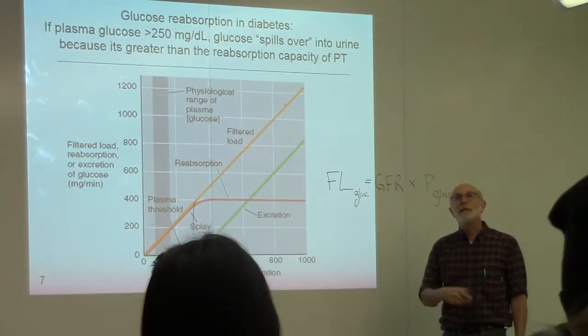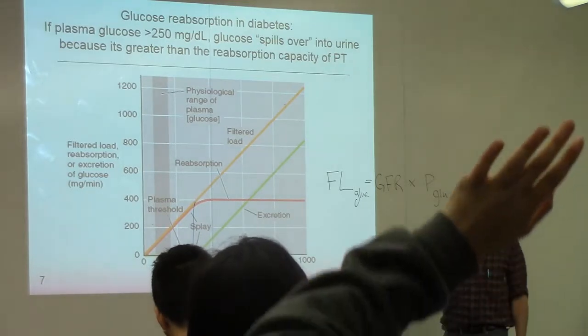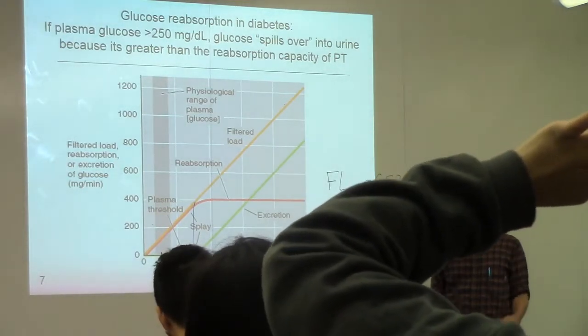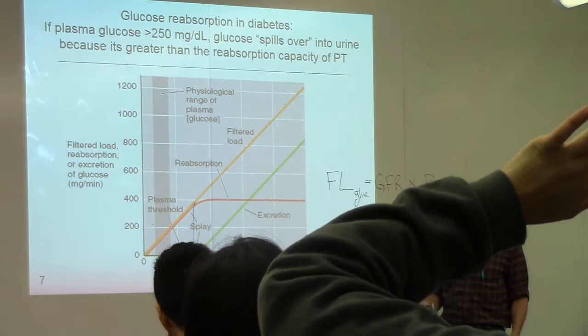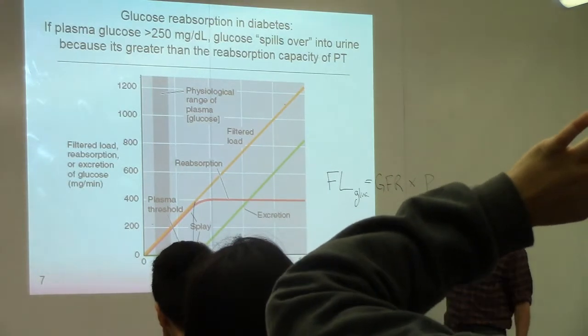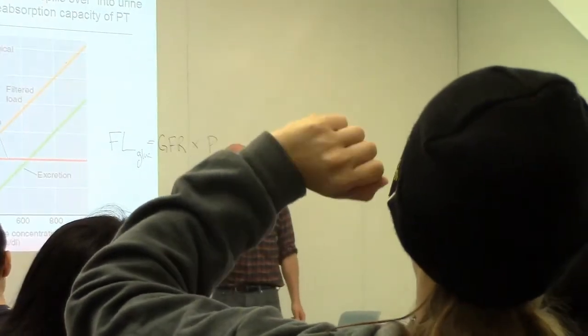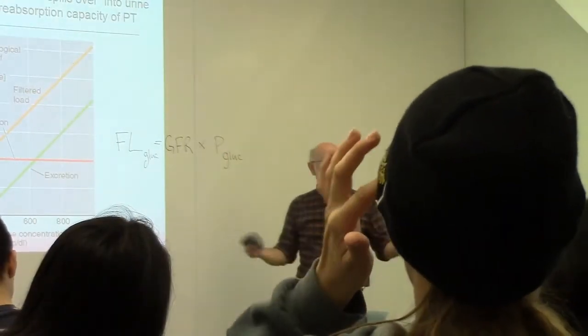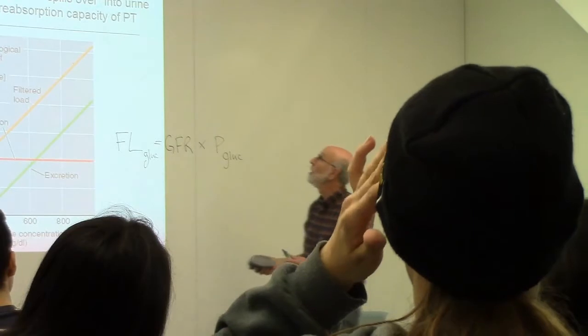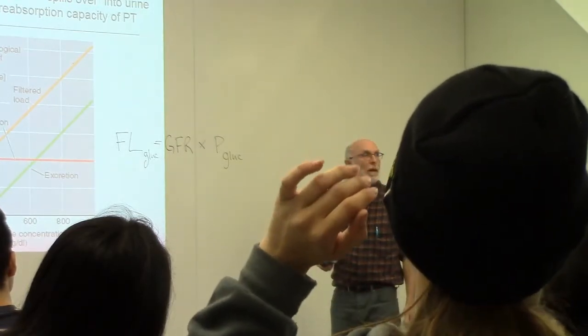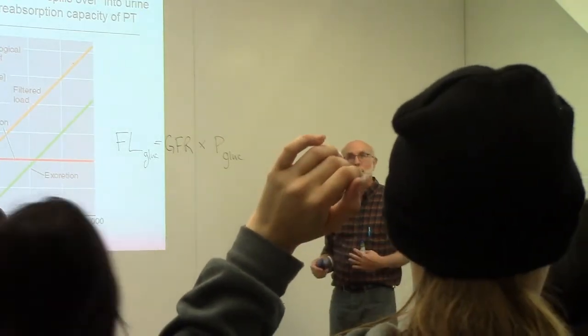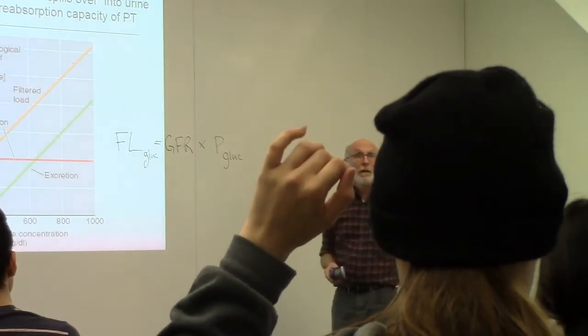High blood glucose ends up in the urine as a sign of diabetes when blood glucose gets above, say, 250 milligrams per deciliter. Glucose is spilling over, that's actually the clinical term, spilling over into the tubular fluid that's leaving the proximal tubule, and it ends up in the urine.